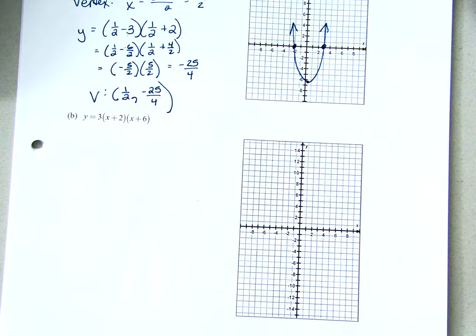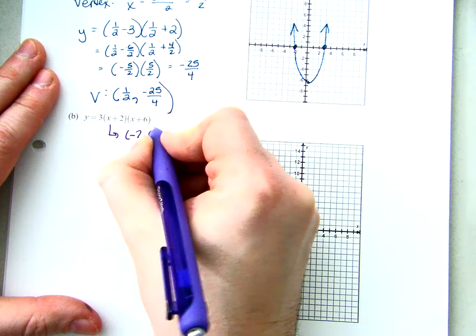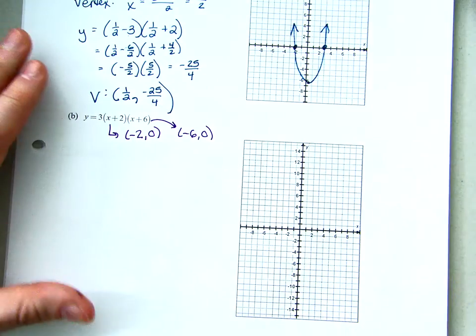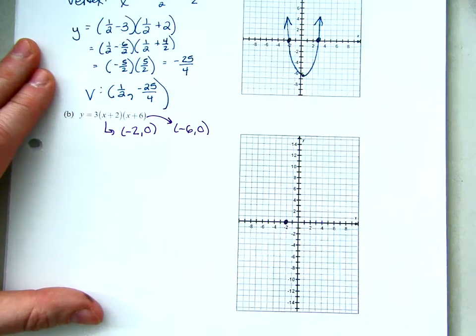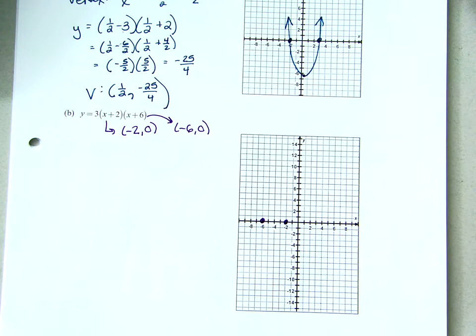And Samira, we're on page 19, doing letter B. I'm hoping the x-intercepts are very easy. They should be. Hopefully you have (-2, 0) and (-6, 0) for your x-intercepts. That shouldn't be a big deal.